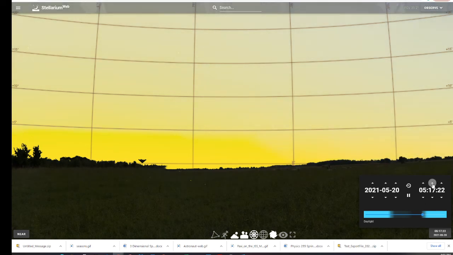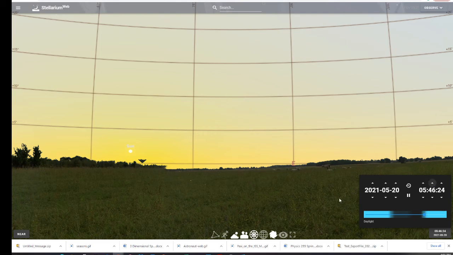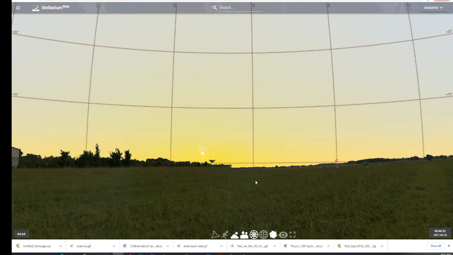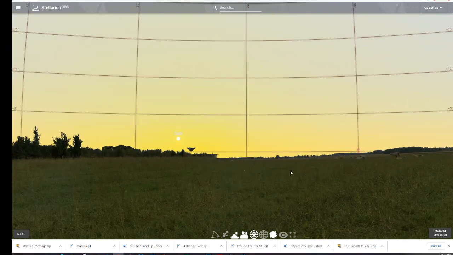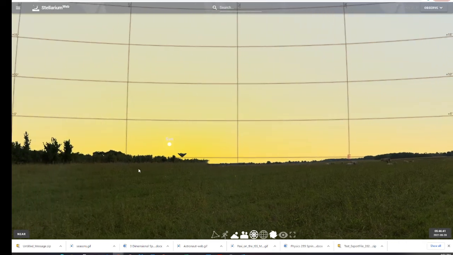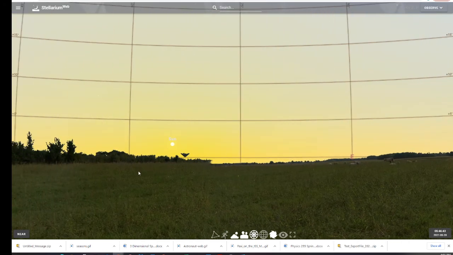So looking at May, the sun is rising even farther toward the north, right? Even farther away from the east, right? And it does this until it reaches its maximum deviation from east, which occurs at the time of the summer solstice, right?